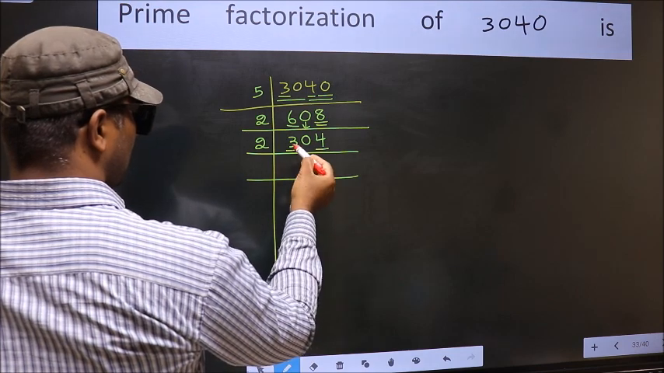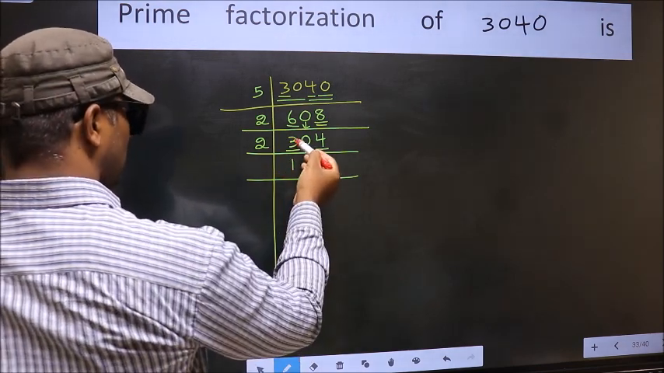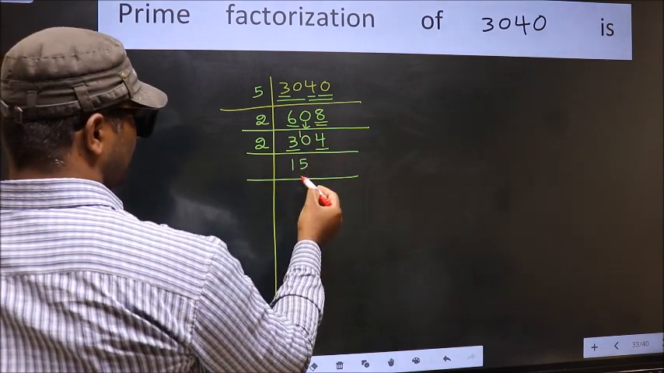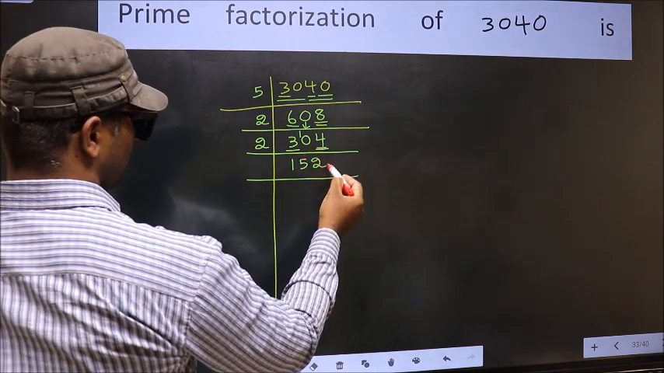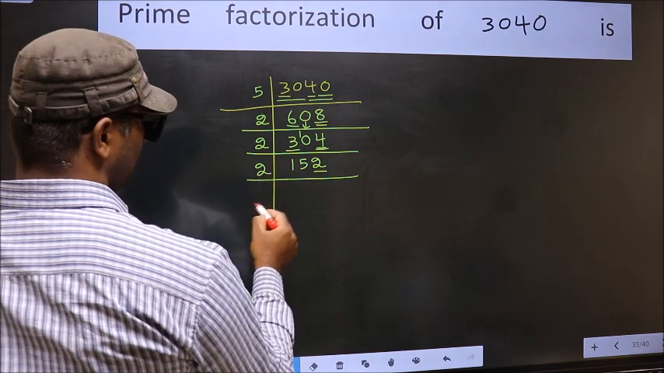Now the last digit 4, even, so take 2. First number 3, a number close to 3 in the 2 table is 2 1s 2. 3 minus 2, 1, 1 carried forward, 10. When do we get 10 in the 2 table? 2 5 is 10. The other number 4, when do we get 4 in the 2 table? 2 2 is 4.